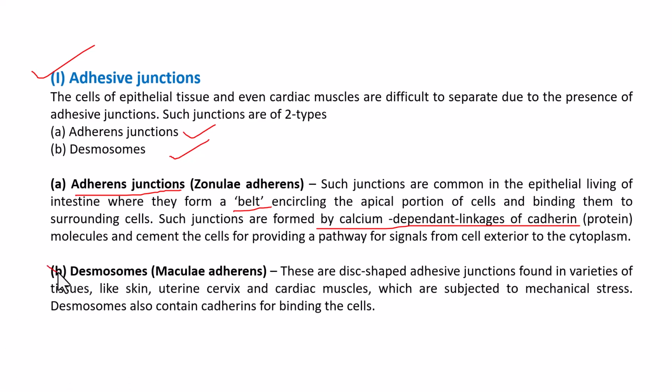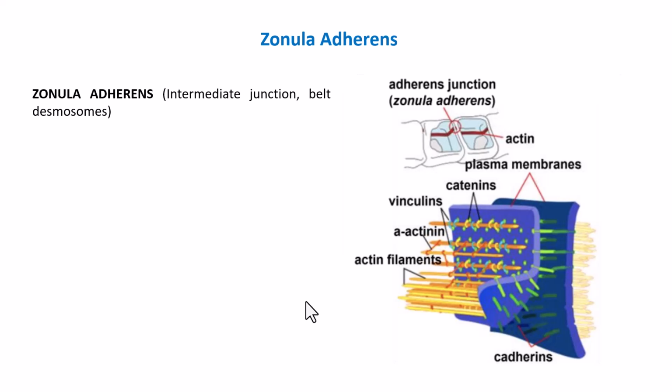Now, the desmosomes, also called macula adherens. These macula adherens are disc-shaped adhesive junctions found in a variety of tissues like skin, uterine cervix, and cardiac muscles, which are subjected to mechanical stress. They also have cadherin for binding of cells. So here is the description of zonula adherens. As you can see here, it is also known as intermediate junction or belt desmosomes, and these are the plasma membranes of two different cells.